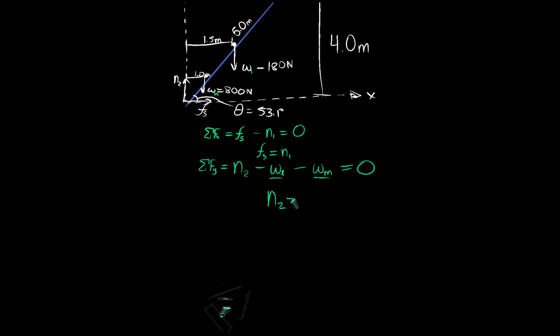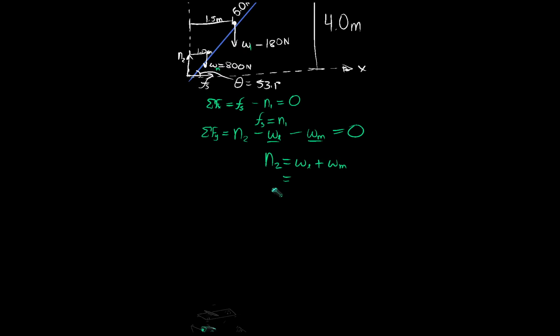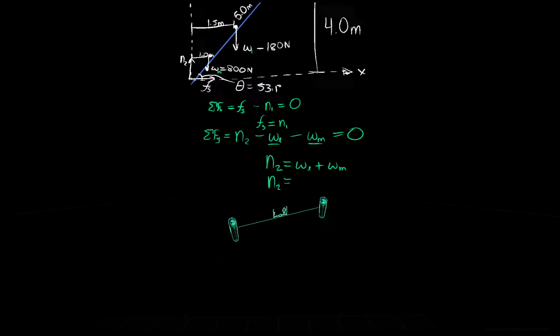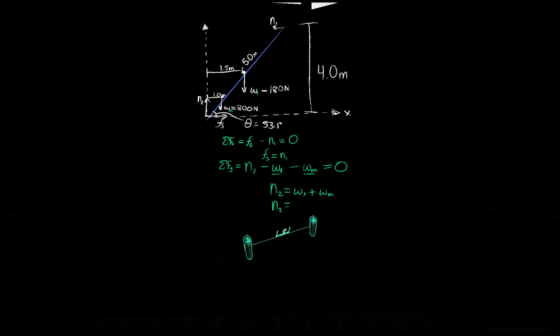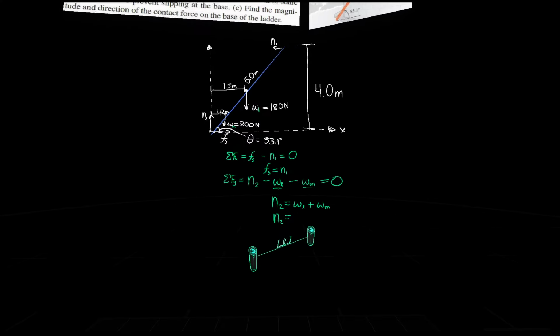So N2 is equal to the addition of these. So N2, which is one of the things we were trying to solve for, is equal to 980.